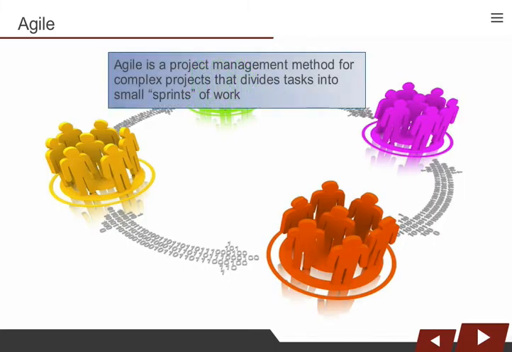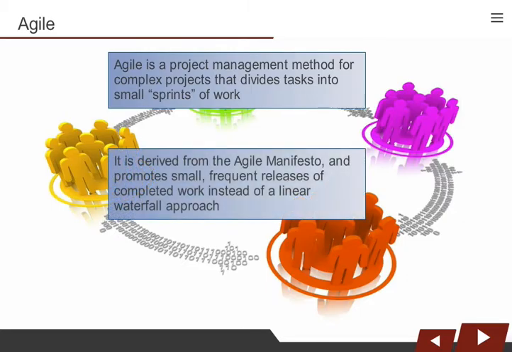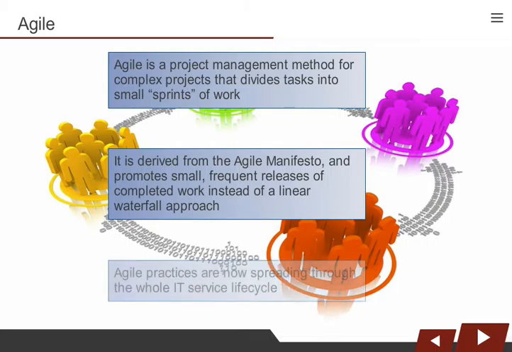Agile is a project management method for complex projects that divides tasks into small sprints of work, with frequent reassessment and adaptation of plans. It is derived from the Agile Manifesto. Agile promotes small, frequent releases of completed work instead of a linear waterfall approach. Agile has its roots in software development, but Agile practices are now spreading through the whole IT service lifecycle.